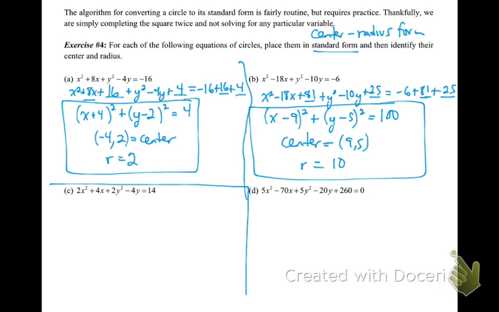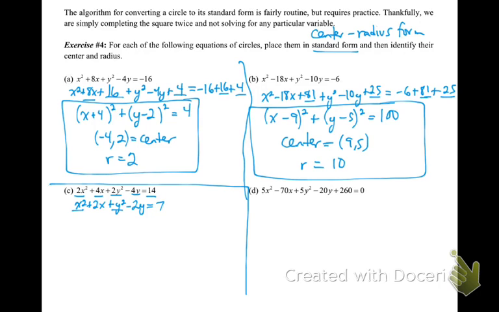So what I'm going to do is notice, first off, that every term is divisible by 2. So if I divide everything by 2, that's a valid step because you can divide both sides by a number. That gives me x squared plus 2x plus y squared minus 2y is equal to 7. Now we're going to apply the completing the square method, since we have an x squared and a y squared and no numbers in front.